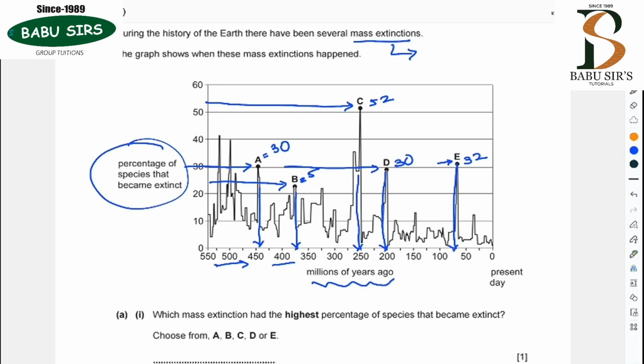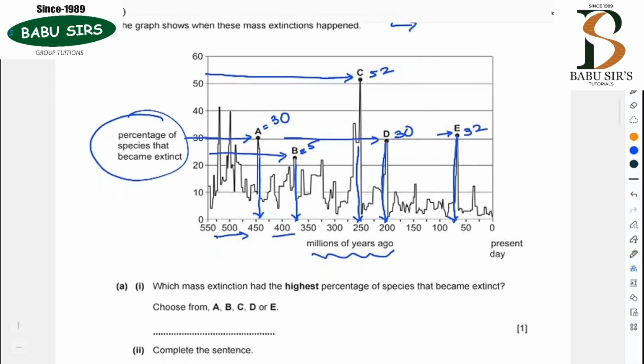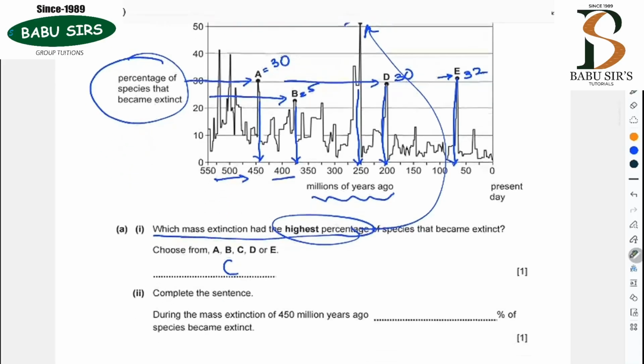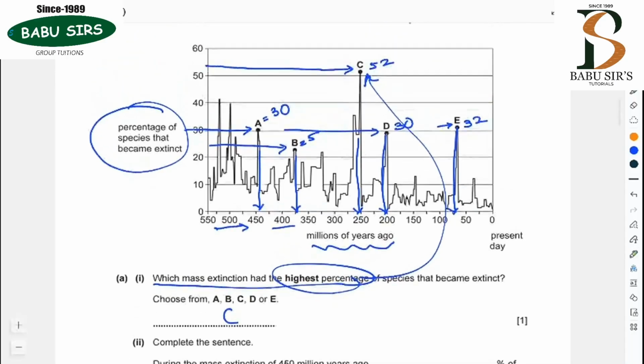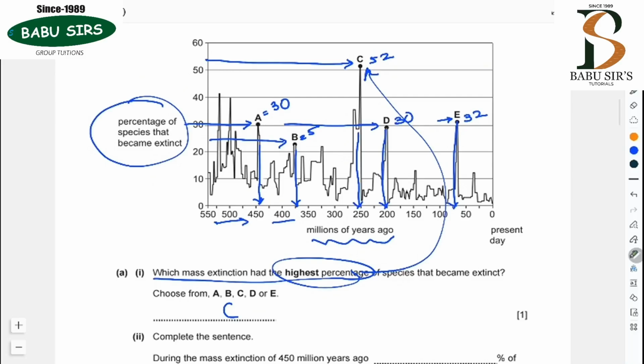So question 1 is, which mass extinction is the highest? You can see the highest one is at C. So you can just write C. Complete the sentence: during the mass extinction of 450 million years ago. When you check 450 million, you can see it is around 30. So nothing must have survived till now. So right now it is 0.